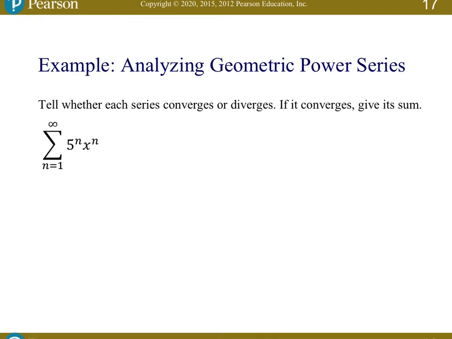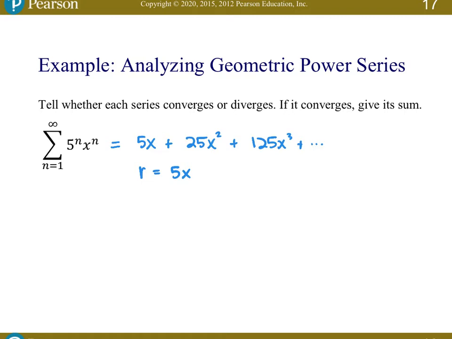So here's an example of a geometric power series. We can take a look at this by expanding some of the first couple terms. If we put 1 in, we would have 5x. If we put 2 in, we'd have 25x squared. 3 in would be 125x to the third, etc. So we can see that our r here is 5x. Each term is being multiplied, but not just by the constant 5, but by the variable 5x.